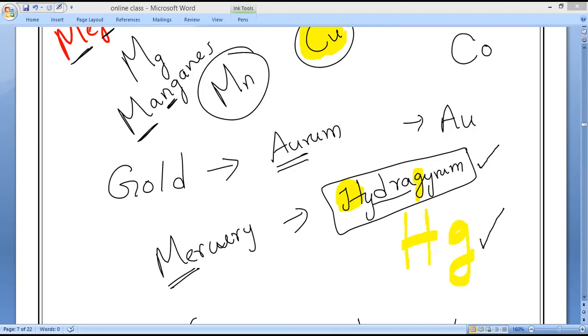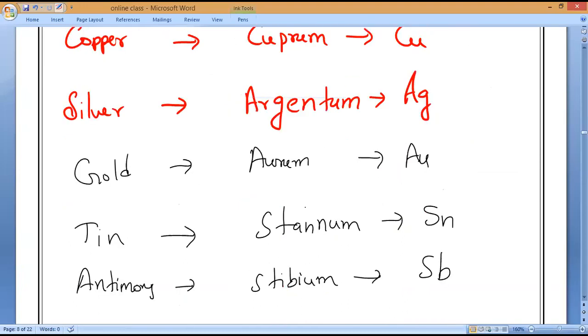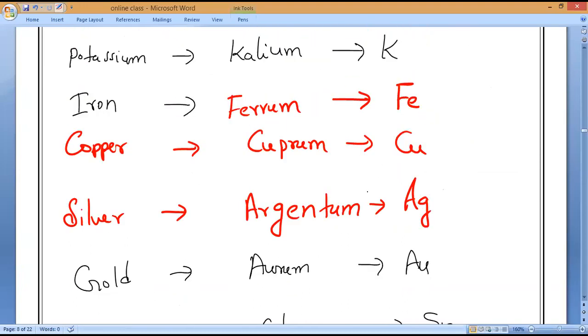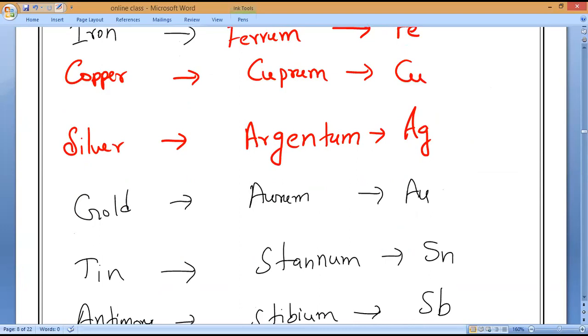The first letter must always be a capital letter. If there is no second letter, no problem. But if the second letter is coming, it must be a small letter. So that is what you have to remember. Please, all of you write it till here. Anybody having any doubt? Please let me know. Completed, guys? All the names I have written. These are all the Latin names as well as the symbols you have to learn for today's class.